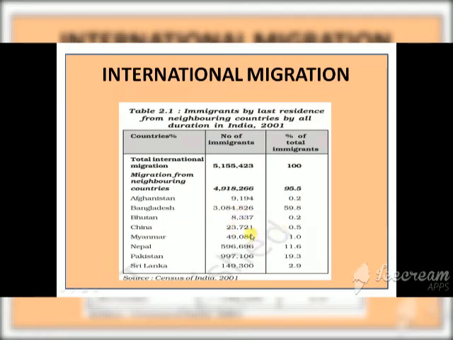8,337, China 23,721, Myanmar 49,086, Nepal 596,696, Pakistan 997,106, Sri Lanka 149,300. So as you can see, because of international migration also the total population in India is very, very high. So total number of international migration in India is 5,155,423. Out of that, this is the data for individual international migration from different countries.